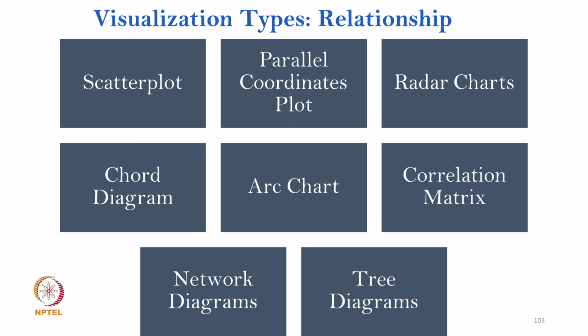There are a number of visualizations that can be created under the relationship visualization category, such as scatter plots, parallel coordinate plots, radar plots, chord diagrams, arc diagrams, correlation matrix, network diagrams, and tree diagrams.